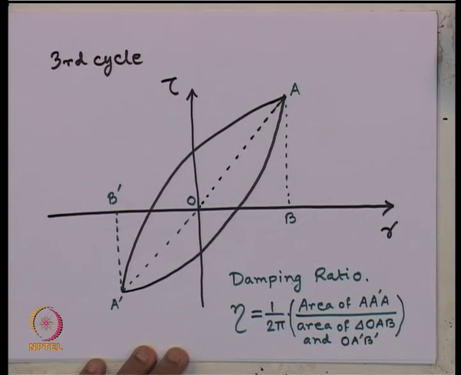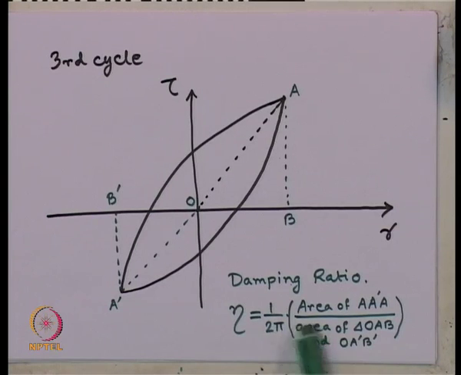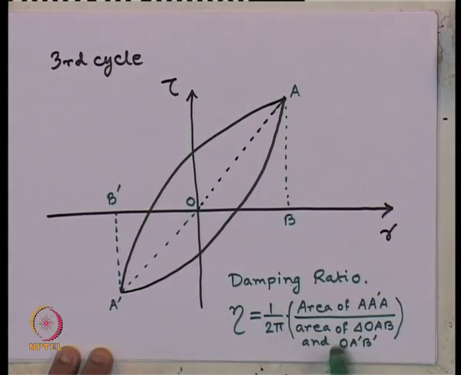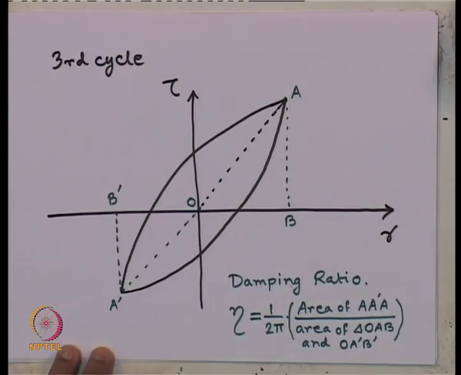So, this is the expression to compute the damping ratio for any soil from the cyclic load test. How to obtain the G value that we have seen? This is the way we compute the damping ratio for the representative cycle, which is mostly taken as the third cycle of loading: 1 by 2 pi, area of this loop divided by area of this triangle and area of this triangle. Okay.